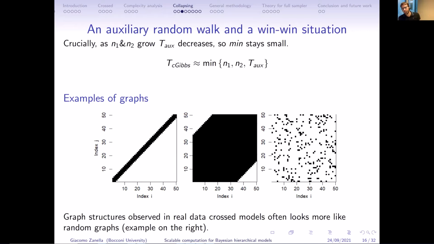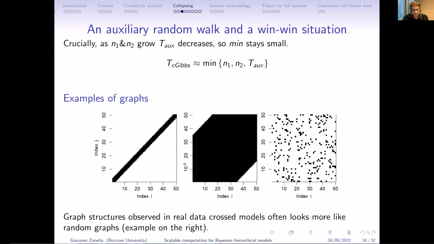So the more observations, the higher the connectivity of the graph, and so the faster the mixing of the random walk. In a sense, you have two things which are complementary, and the hope is that the minimum will remain small, because as one grows, the other decreases. So consider a few examples of graphs.